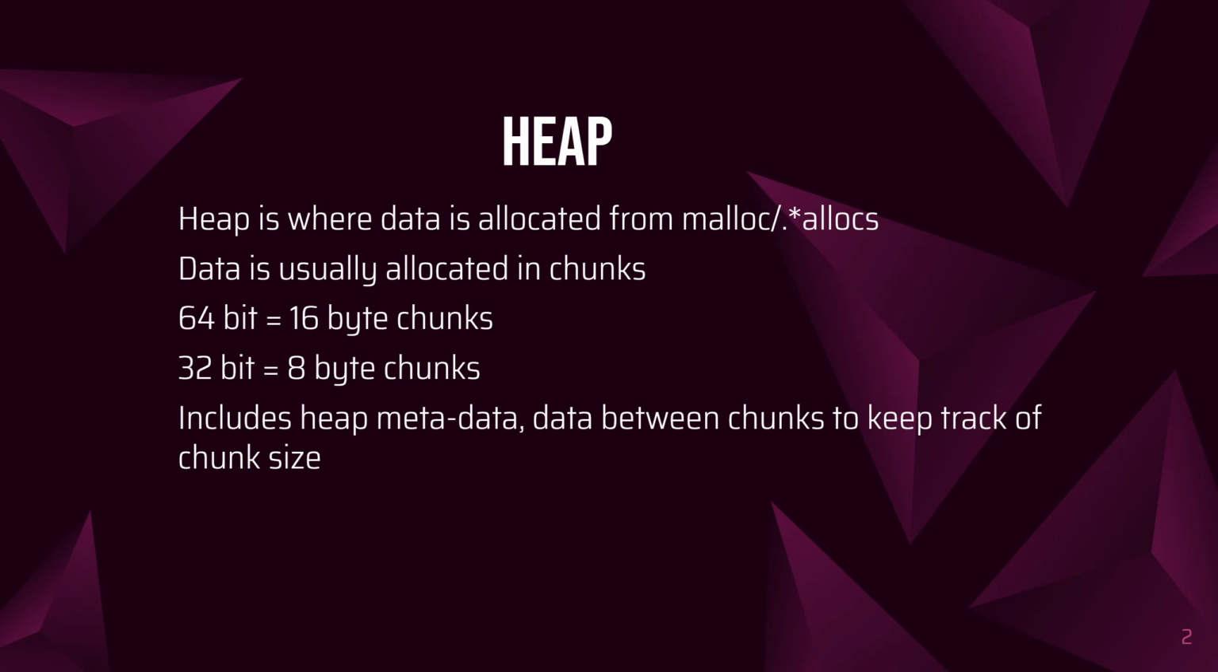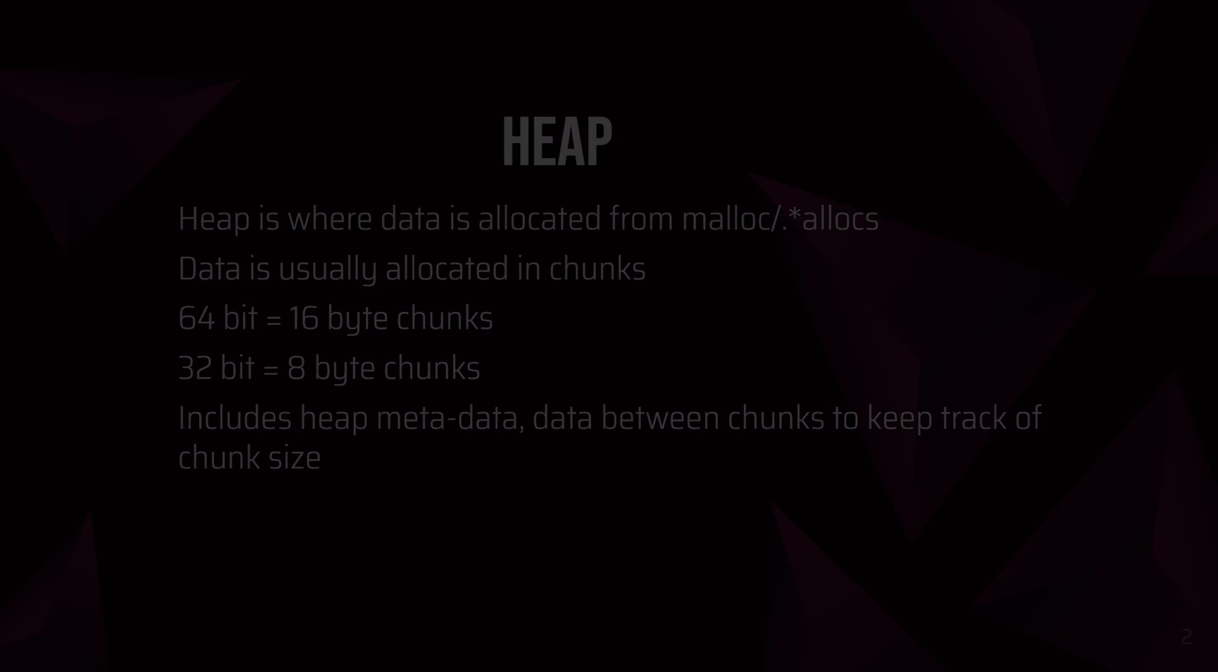The heap is where data is allocated with malloc or calloc of any type. Data is usually allocated in chunks. For 64-bit, this will be in 16-byte chunks, and 32-bit will be 8-byte chunks. For the most part, we'll usually only look at 64-bit binaries, as that's the mainstay nowadays. The chunks also include some heap metadata between the chunks to keep track of the chunk sizes and whether they're in use, and some other stuff that I'll talk about in a little bit.